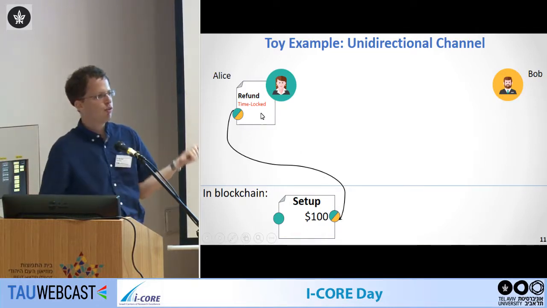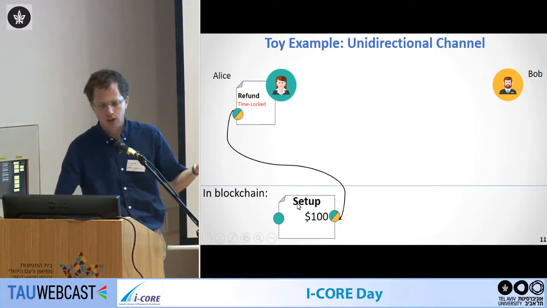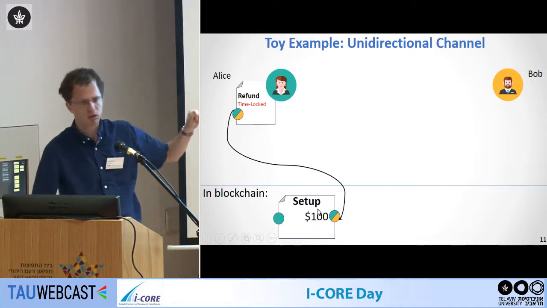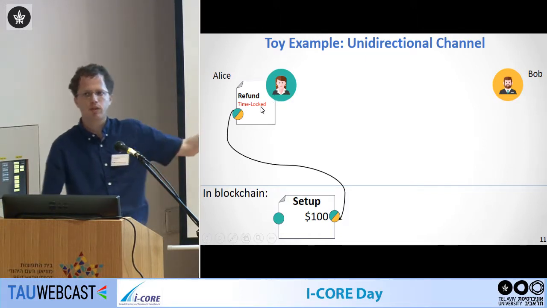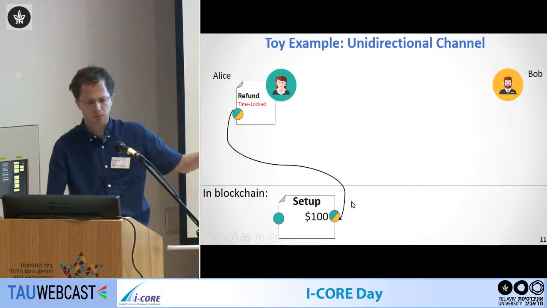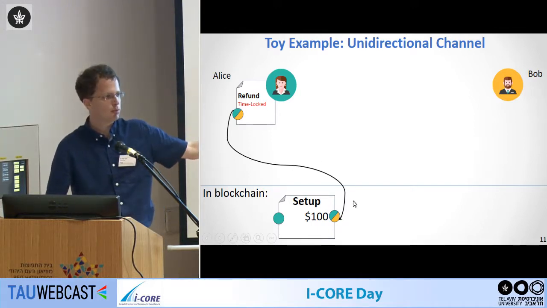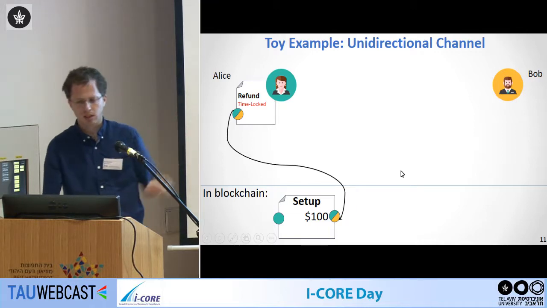Alice holds this refund transaction. The refund transaction takes all the money, let's say the collateral is $100, it takes all the $100 and sends them back to Alice. Only it's time locked. Let's say a week from now, Alice cannot place this transaction in the blockchain until one week has passed. This is the setup.